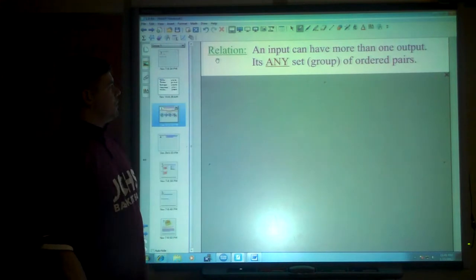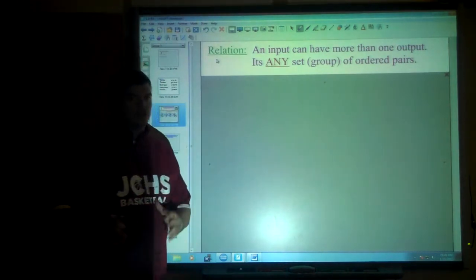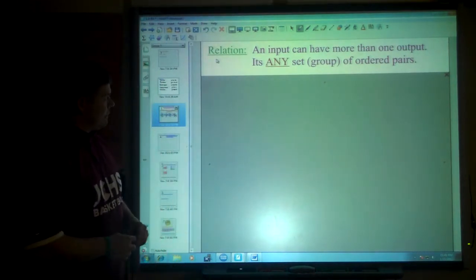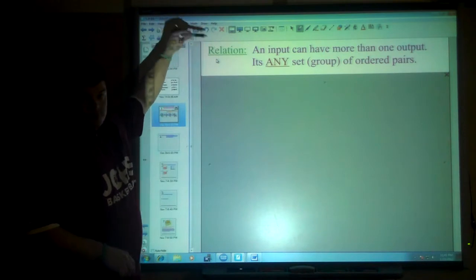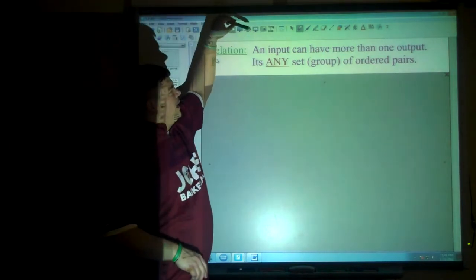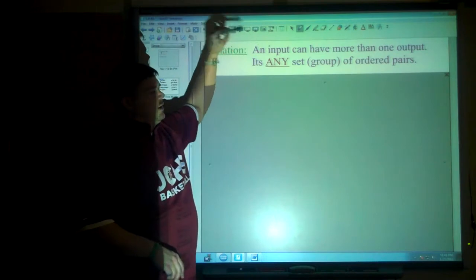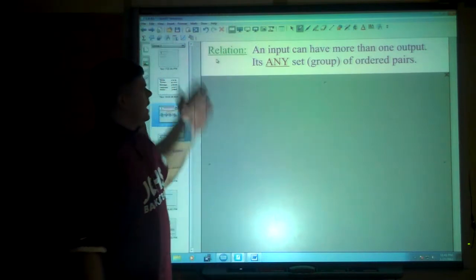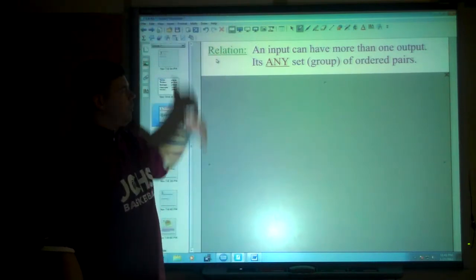So today I want to look at something that is called a relation. This can be a little tricky at first. It might take some time to get good at it. A relation is a situation where an input can have more than one output. Now this sounds very strange. An input could have more than one output.